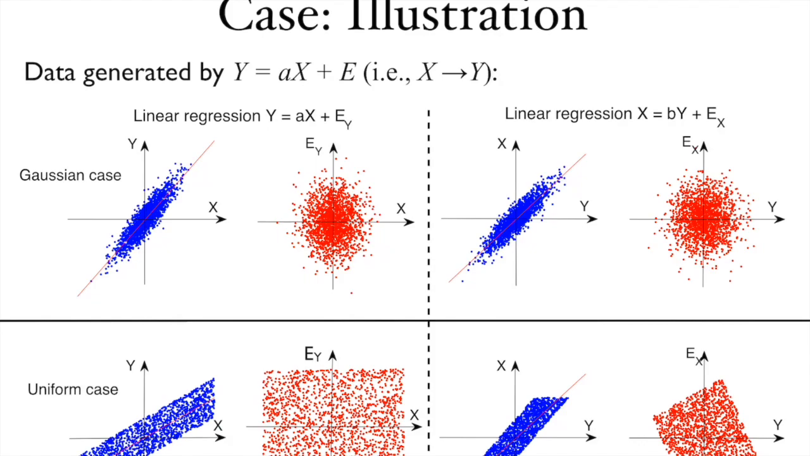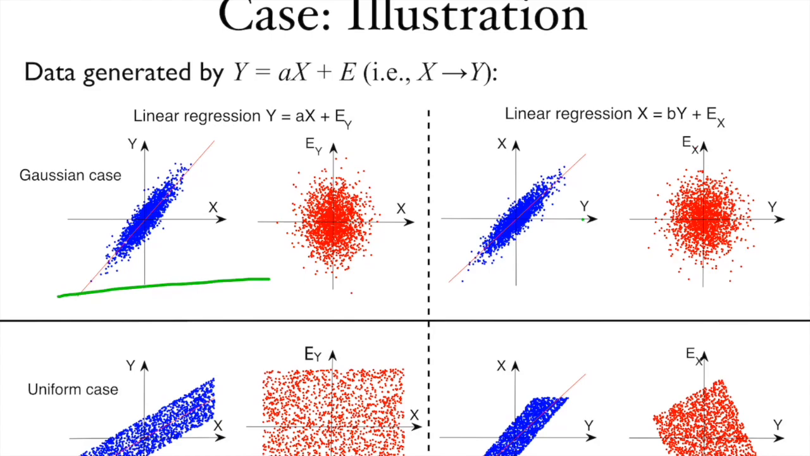Here, X causes Y because I generate Y from X. This way, the noise E is independent from X. This is a scatter plot of X to Y, and here, if you try to explain the relationship from X to Y, you can see the noise after doing regression will be independent from x. And this is also the case for the reverse direction. If you try to explain x with y, that's very good.